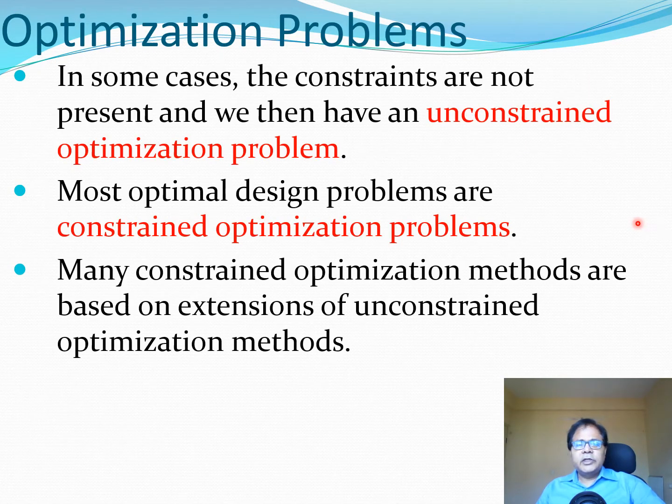Now, like I mentioned before, if you do not have constraints, you have a problem which is known as an unconstrained optimization problem, but most practical design problems are constrained optimization problems. But one of the reasons to study unconstrained optimization is that many constrained optimization methods are based on extensions of unconstrained optimization methods.